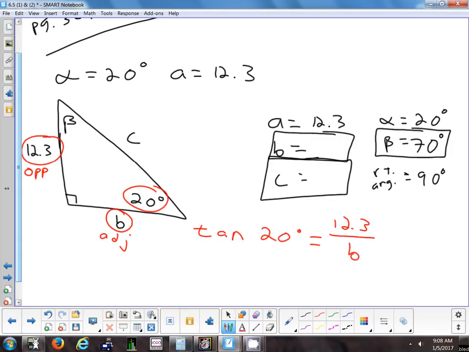So we've got our equation set up. We only have one variable in it. Now we need to solve for that one variable. Okay. How am I going to get b by itself there?